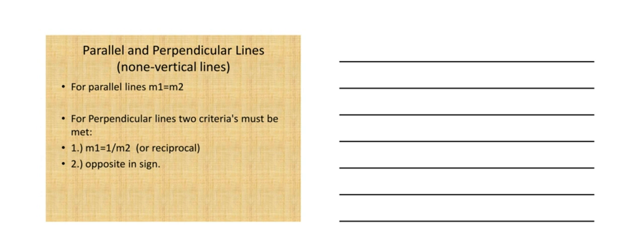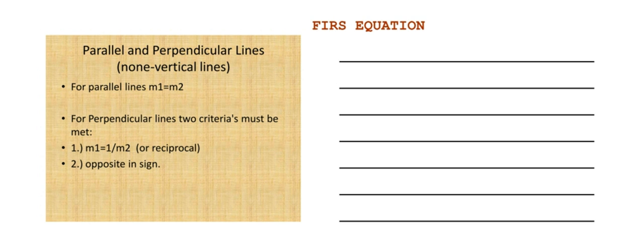Parallel and perpendicular lines. In other words, non-vertical lines. For parallel lines, m1 equals m2. In other words, same slopes. For perpendicular lines, two criteria must be met. First criteria, m1 equals 1 over m2, or reciprocal slopes. In criteria number 2, opposite in sign.